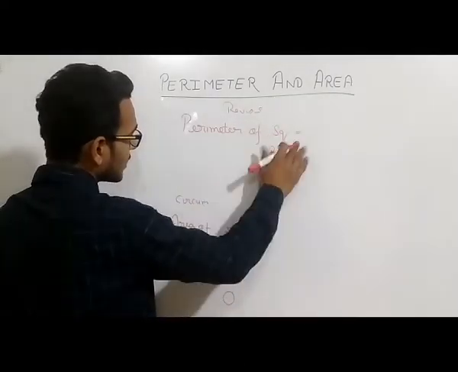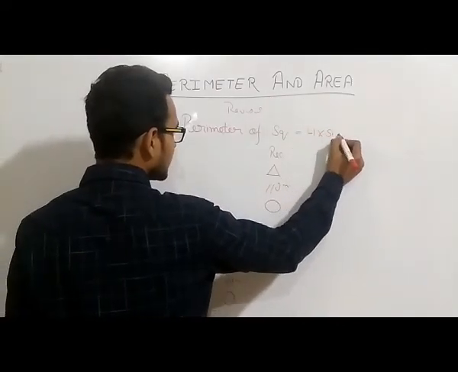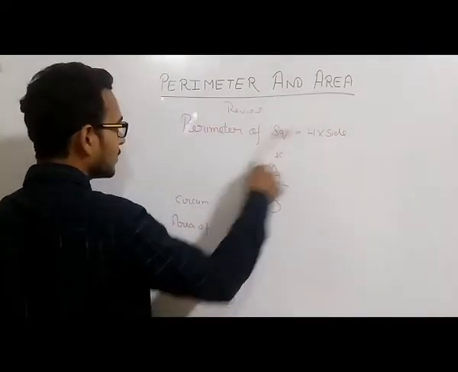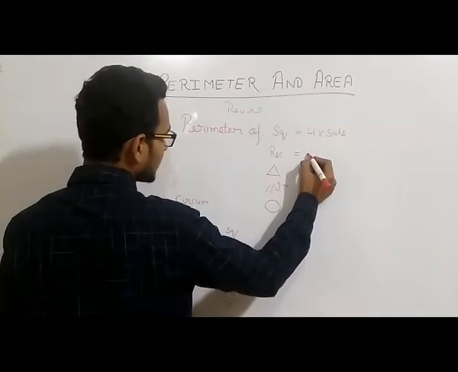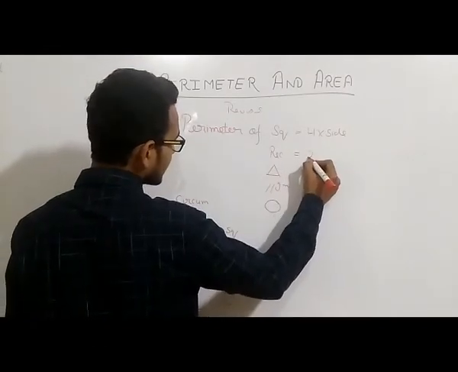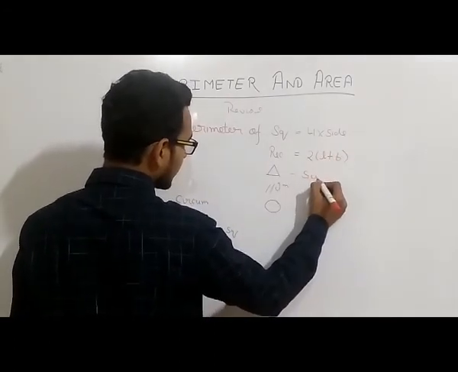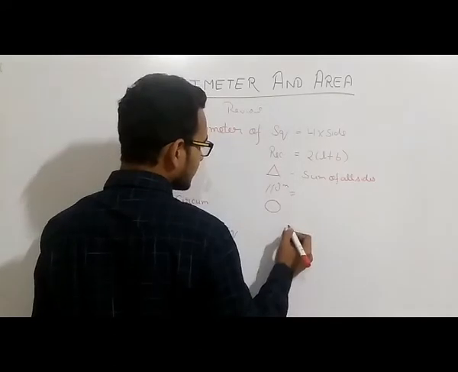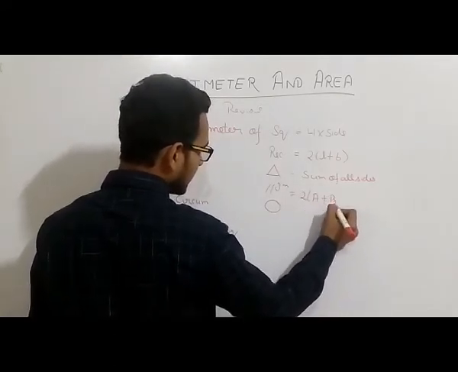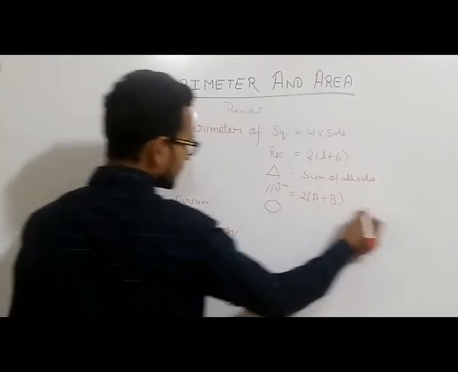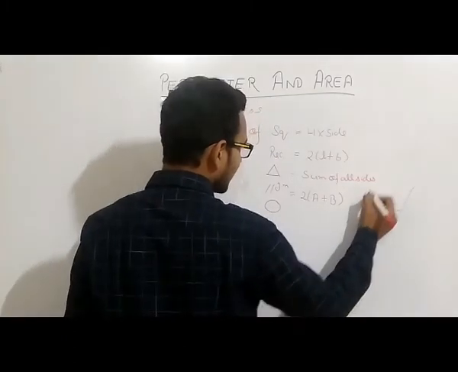So revise. The perimeter of the square is 4 into side, because a square has 4 sides. For a rectangle, two sides are equal and two sides are equal, so it is 2 into (length plus breadth). For a triangle it is the sum of all sides, and the perimeter of a parallelogram is 2 into (a plus b), where a is one side and b is the other side of the parallelogram.